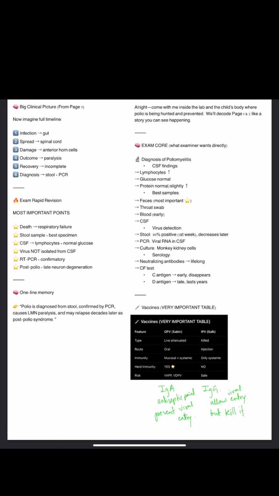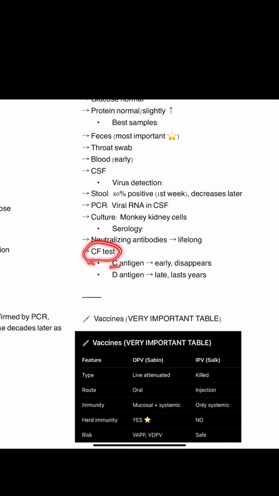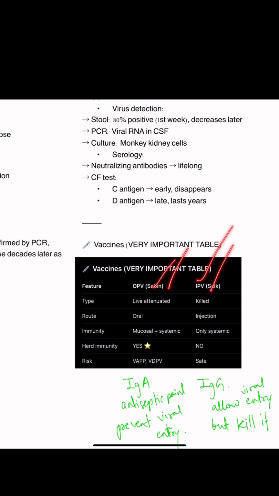Now there is the CF test, where C antigen disappears early and D antigen late, it lasts for years. Now the vaccines are OPV and IPV, Sabin and Salk. Sabin is live attenuated, Salk is killed. Oral gives mucosal and systemic immunity, injectable gives only systemic, IgA and IgG. Herd immunity. It prevents the entry of the organism in the blood, and this one does not prevent entry of the organism, but it allows the viral entry and then kills the virus.